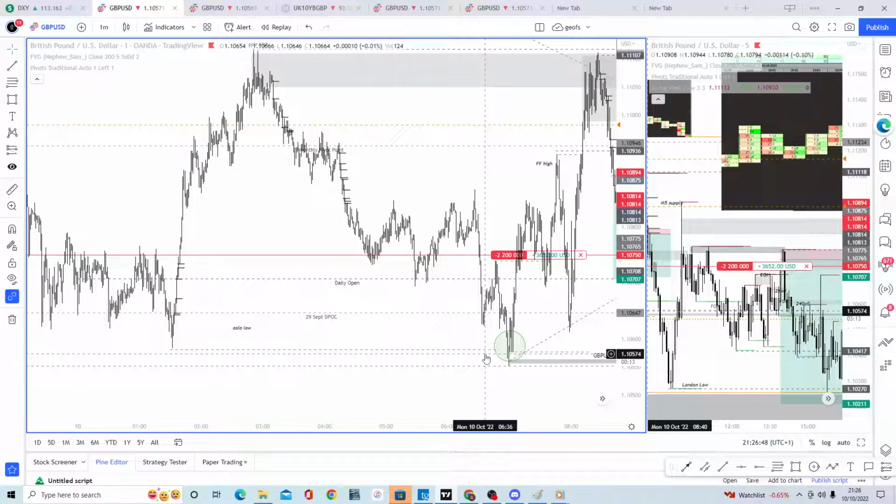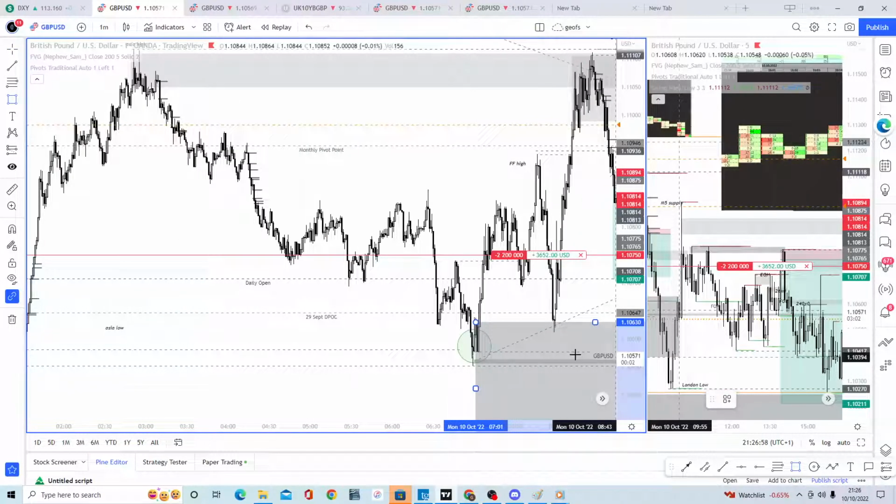I didn't end up taking it, and I couldn't find a good entry. Perhaps, obviously in hindsight, I could have drawn this little demand zone. Seems pretty obvious, of course. But that's hindsight, so that's useless. If it's not money in the bank, then we don't care.